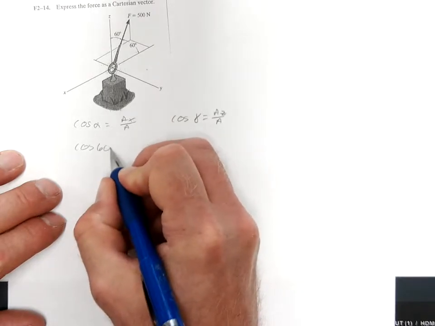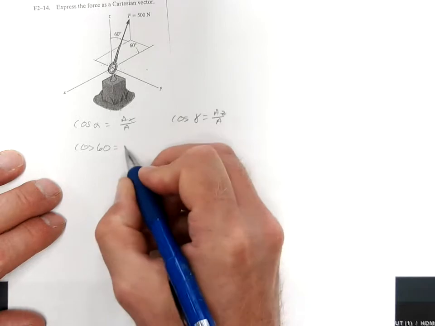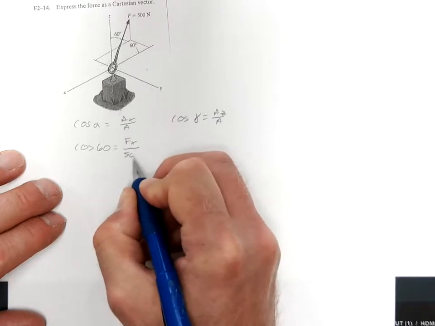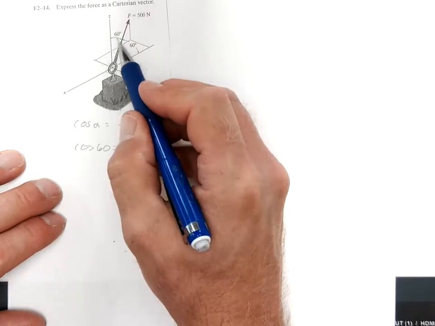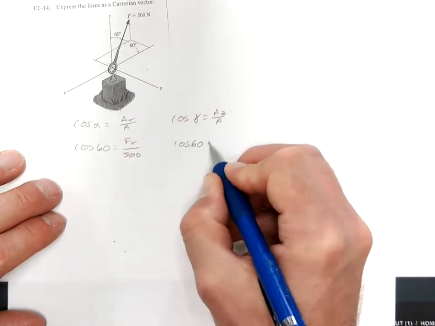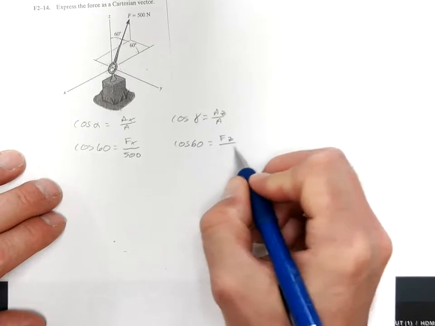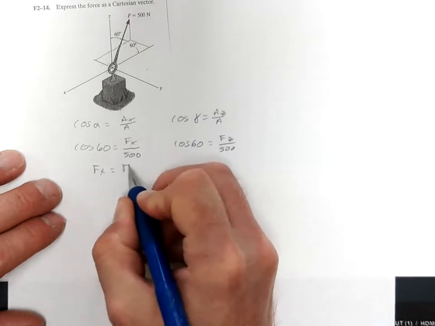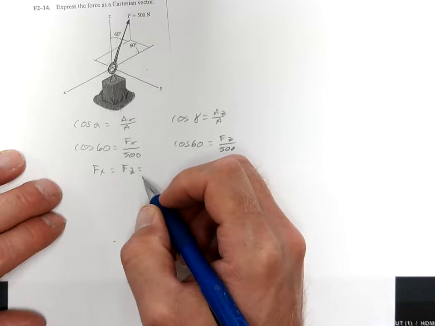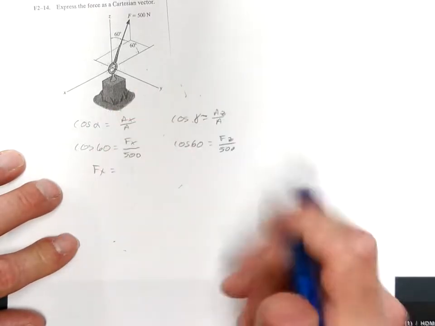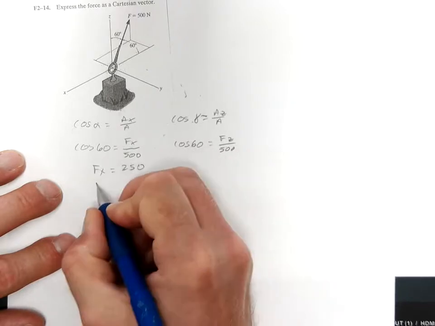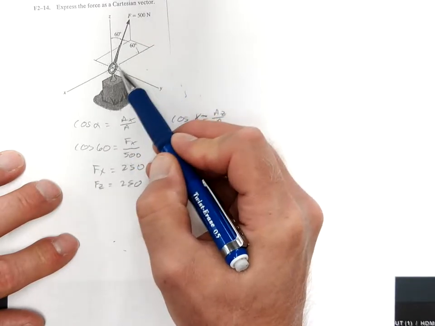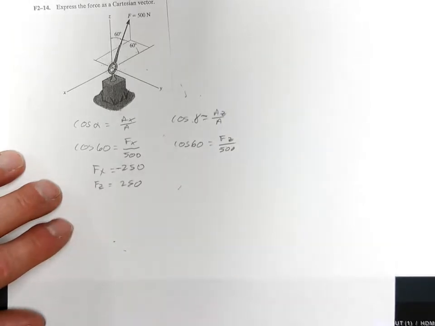And so the cosine of 60 is equal to, in this case, we'll call it Fx, because our force is F, not A. So Fx over 500. And then cosine of gamma from the z, so cosine of 60 also, equals Fz over 500. Those are the same. So Fx equals 250, and Fz equals 250 also. But as we stated, x is in the negative direction. So we'll put it that way.